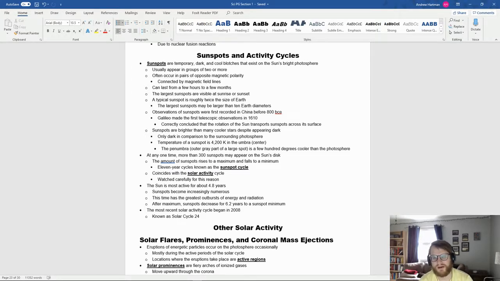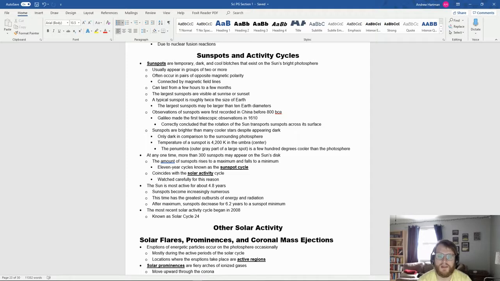And does that mean they appear on opposite sides of the sun? I don't believe so. I believe they're near each other. It's just that they have opposite magnetic polarity. Sunspots can last a few hours. They can last a few months as well. The largest sunspots are visible at sunrise or sunset if you are able to glimpse the sun then. A typical sunspot is actually twice the size of Earth, which is insane. And the largest one can get up to 10 times the diameter of Earth.